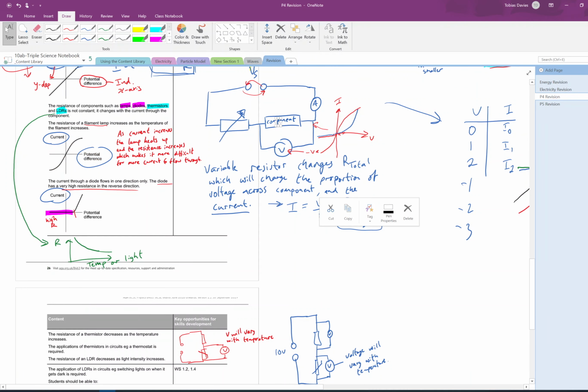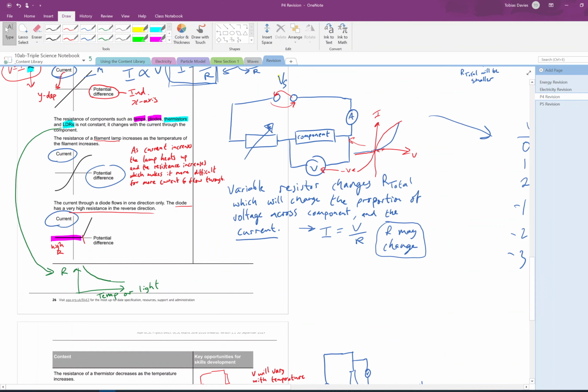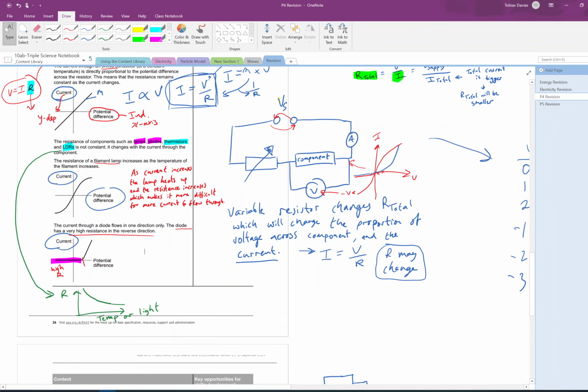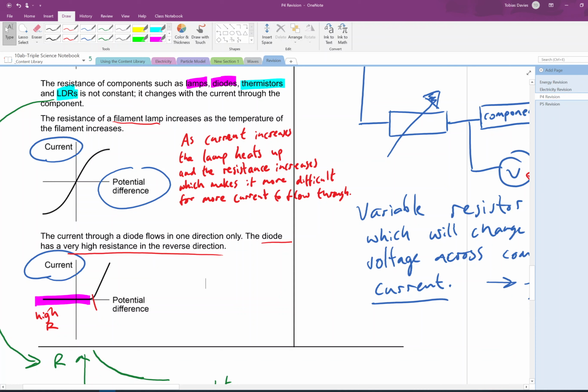Now, if we look at these graphs, you need to measure the resistance of components such as lamps, diodes, and thermistors. Now, for a filament lamp, as you increase the current through it, it starts to get hot. As it gets hot, the resistance will increase, which makes it more difficult for more current to flow through.